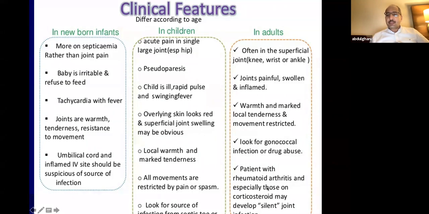Patients with rheumatoid arthritis, and especially those on corticosteroid, may develop silent joint infection, not necessarily going to have a hot joint, not necessarily going to have an acute picture as in classical septic arthritis. You need to be aware of that. Those patients who are immunosuppressed, immunocompromised on immunosuppressants, will not be able to present with a similar picture.